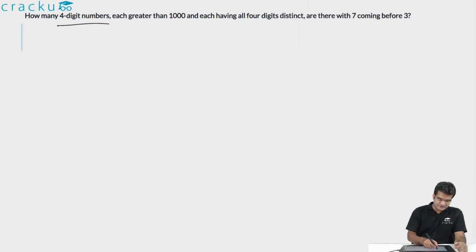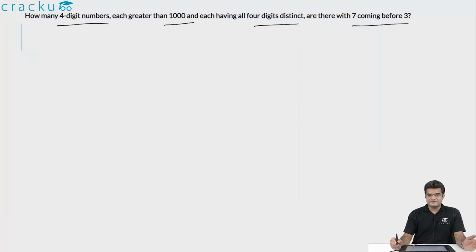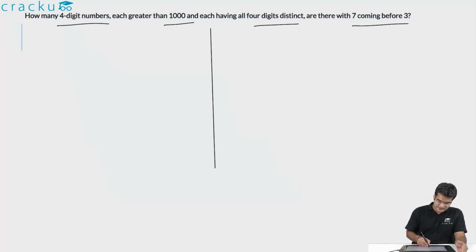In this question, we are asked to find out how many 4-digit numbers are there which are greater than 1000, such that all the 4 digits are distinct and they have 1 seven and 1 three, such that 7 comes before 3. So, let us consider two cases. We have a 4-digit number.